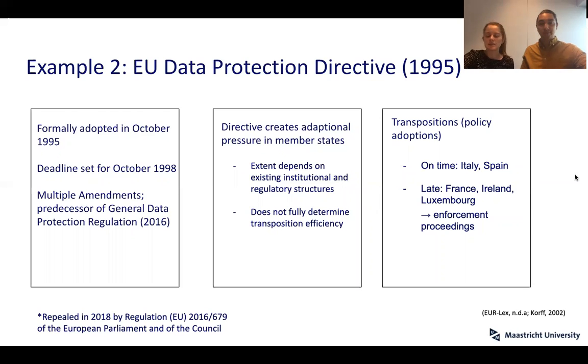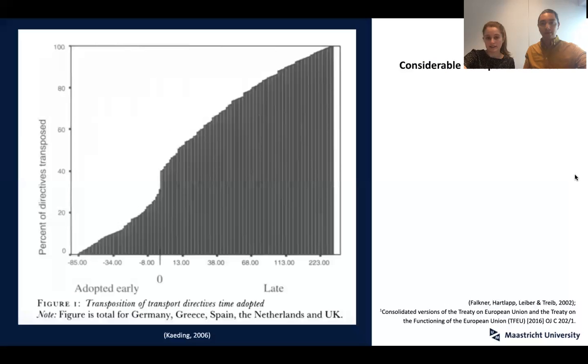Ultimately, many member states introduced policies and made changes to their legislation. Italy and Spain were two of the countries who managed to do so on time. However, France, Ireland, and Luxembourg were very late, and in fact, the European Commission started enforcement proceedings against them, which are of course very costly. So as we can see, there are member states who managed to transpose directives on time, but there are also many who happen to do so late.